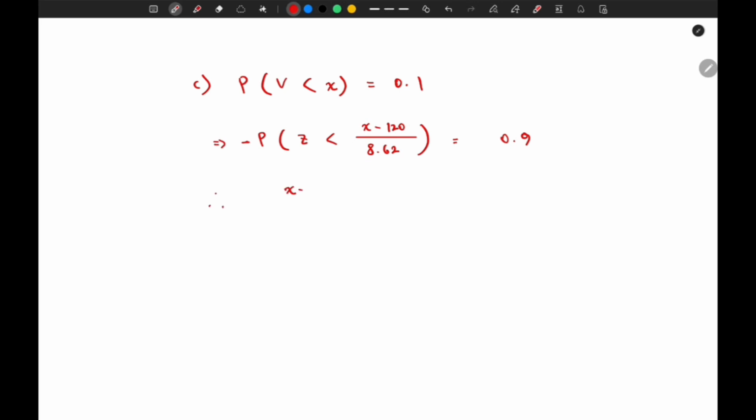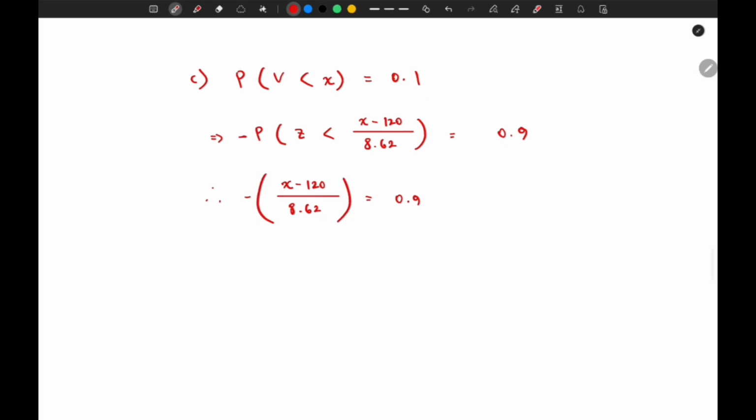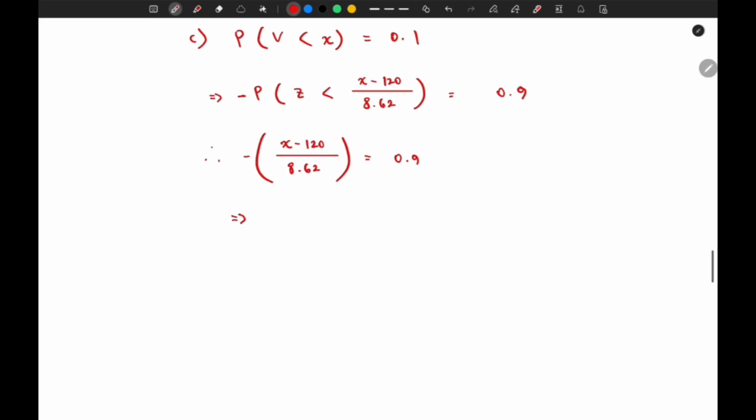So x minus 120 divided by 8.62 equals 0.9. Now there's a negative sign at the front, so we need to bring this negative sign in front of the value of z. So if we solve this equation, we will get our required value, which is x. So the value is 112 milliliters. So that is the answer for this part.